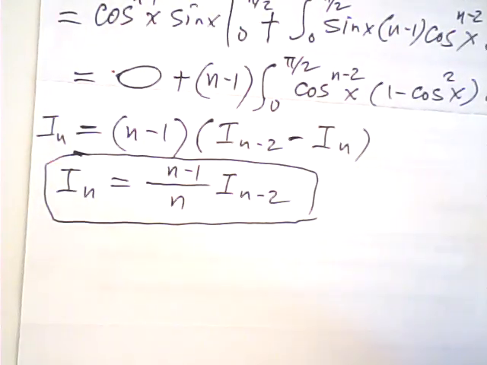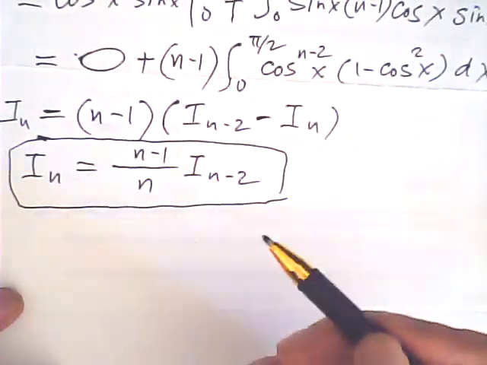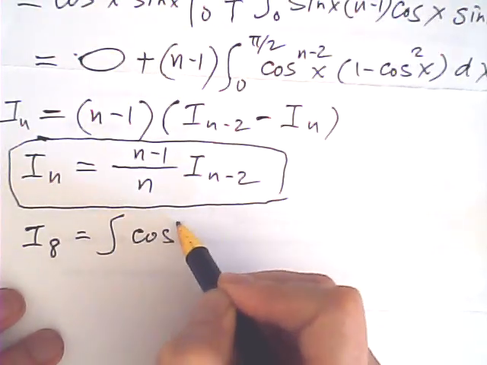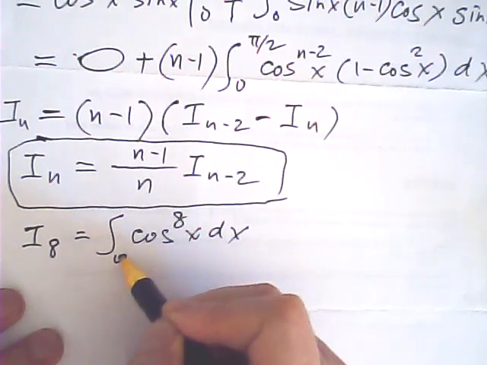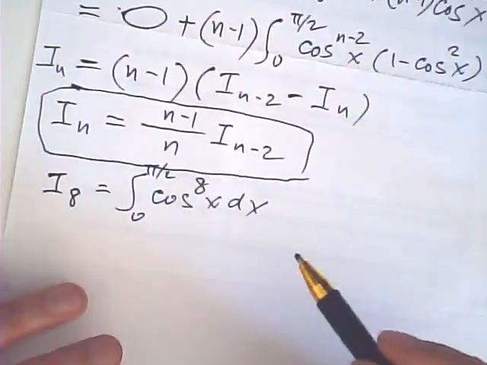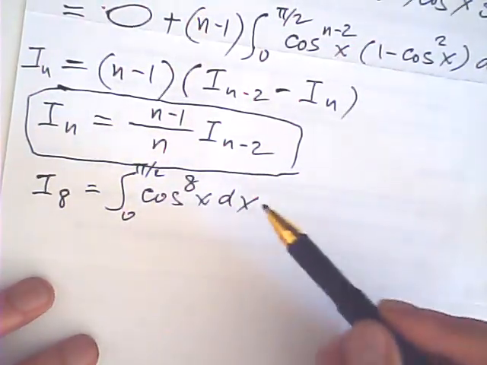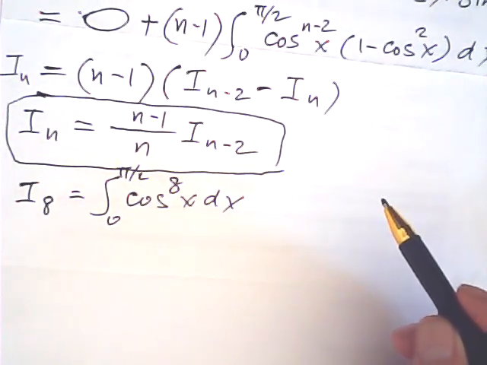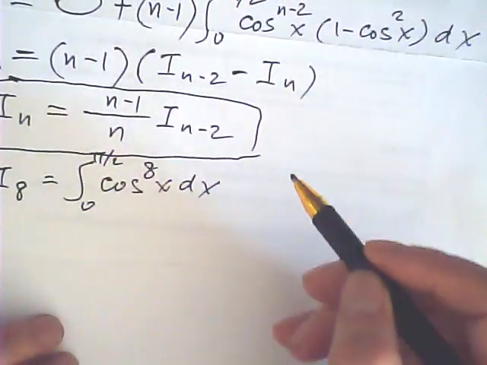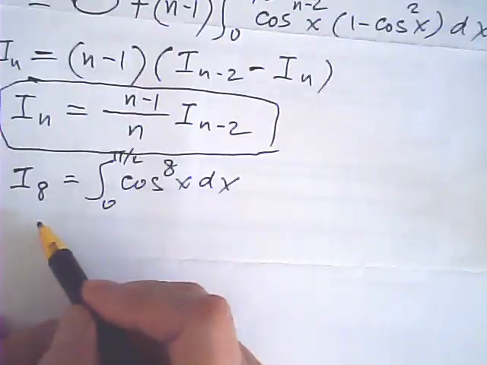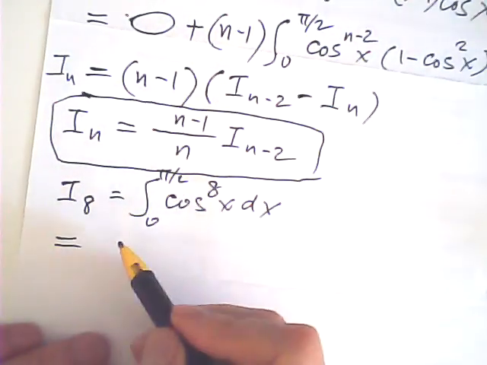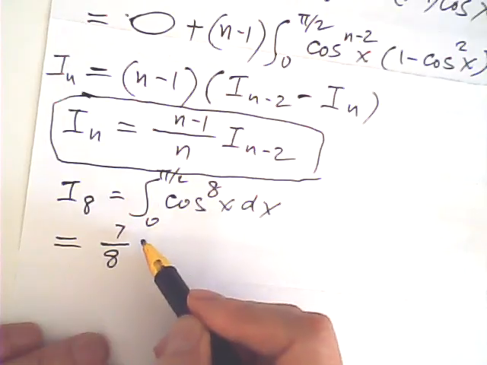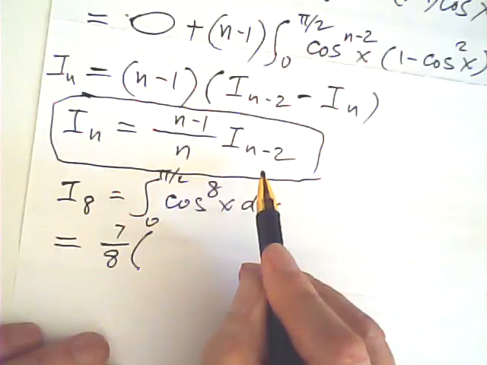Well, how about an example of I8, which is the integral of cosine to the 8th x dx from 0 to half pi. Now, instead of integrating, I'm using the formula. Okay, so this one is equal to, the formula is 8 here, 7 here, times I6.